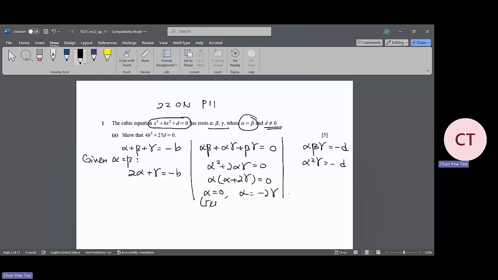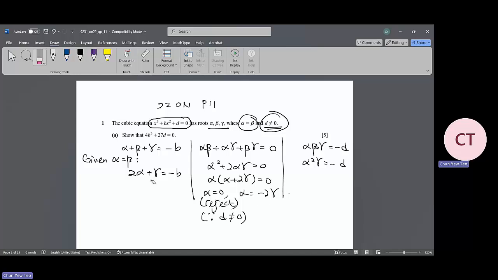But alpha equal to 0 has to be rejected. Why reject? Because alpha equal to 0 will give you d equal to 0. But d cannot be 0, which means alpha cannot be 0. That is why we reject alpha equal to 0, because d is not equal to 0. So that means alpha has to be negative 2 gamma.